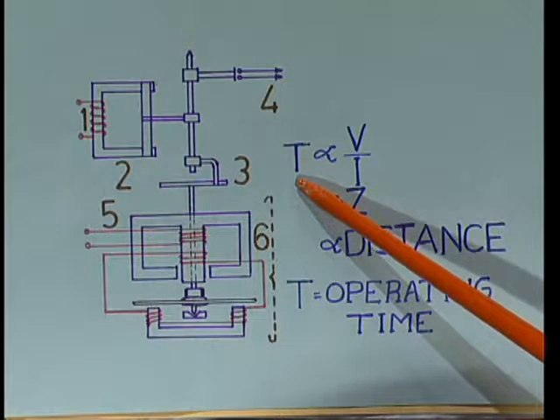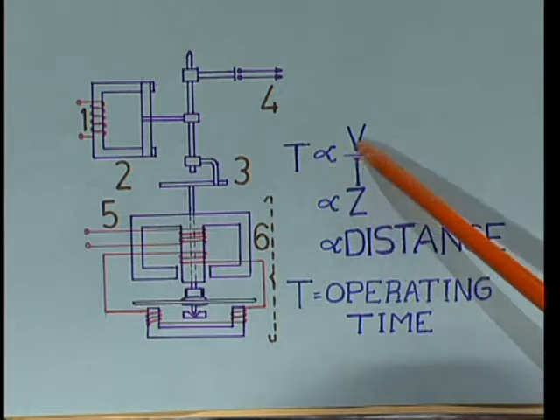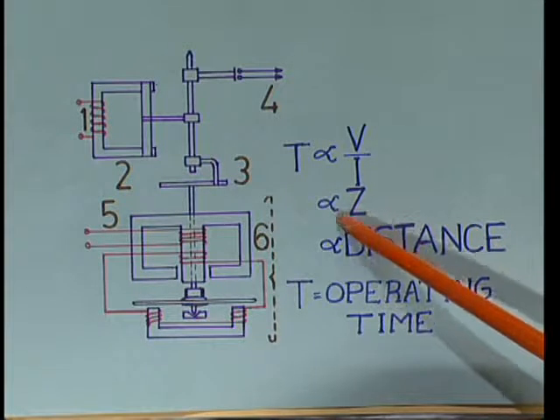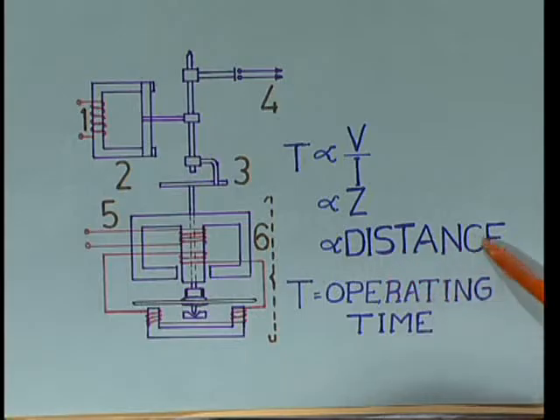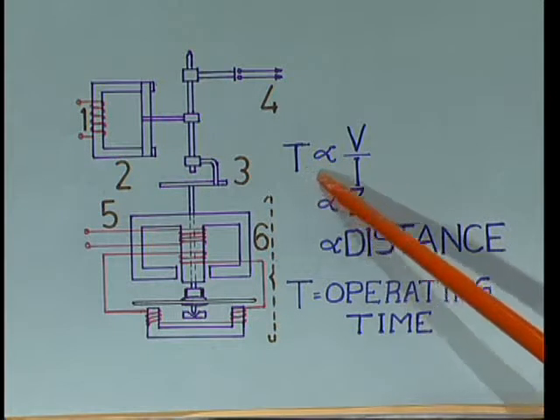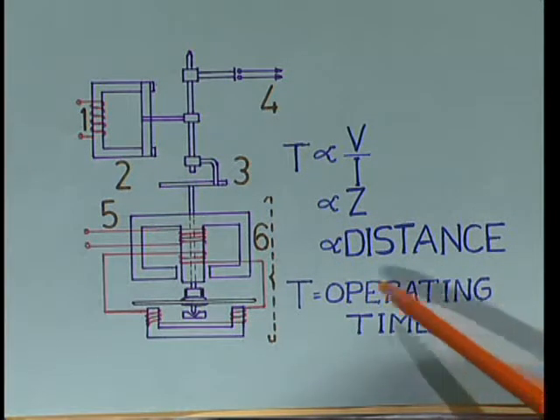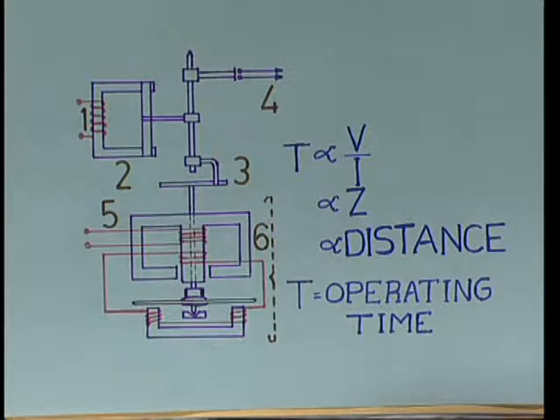Here the operating time of this relay is as seen in the figure. T, the operating time, is proportional to V by I, which is proportional to Z, and Z is proportional to distance. So operating time is proportional to the distance of the relay from the fault point. So this is the second type of distance relays.